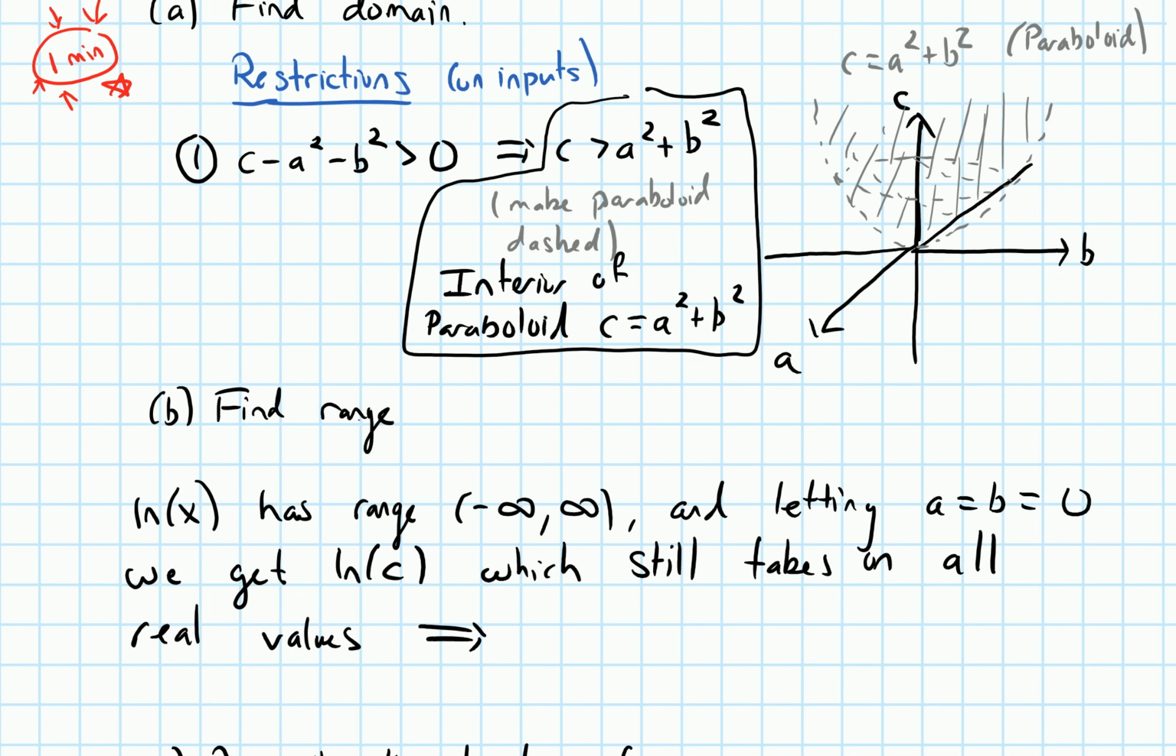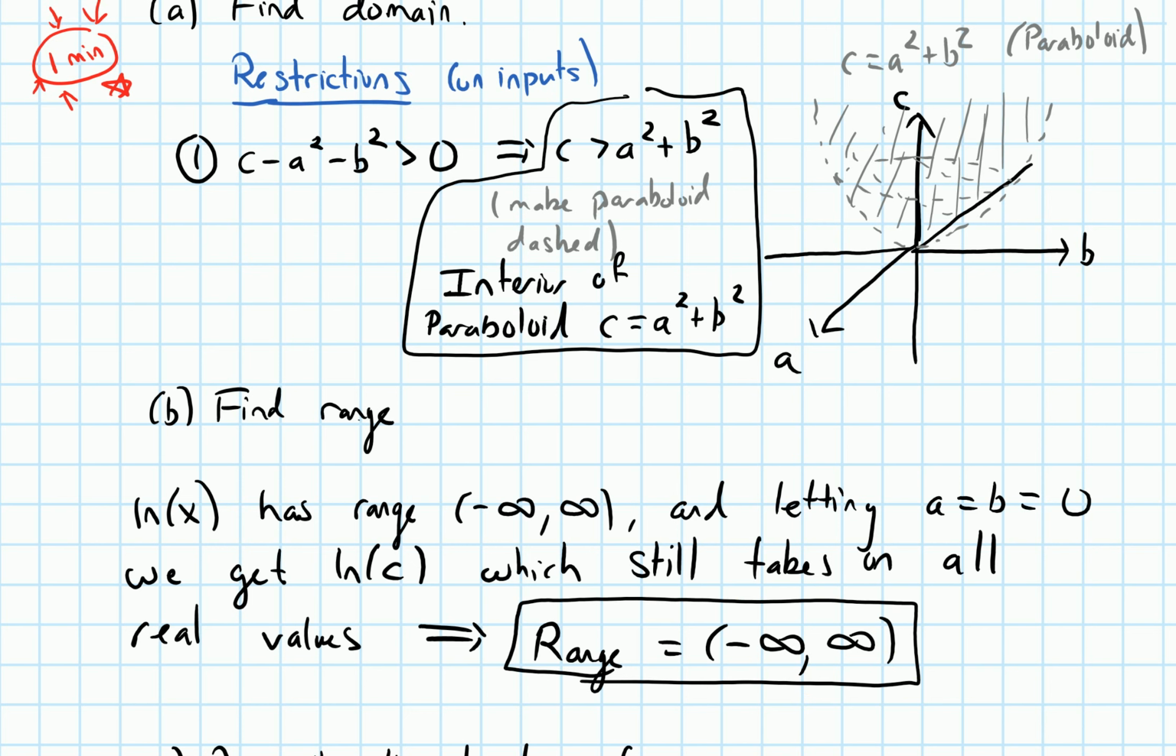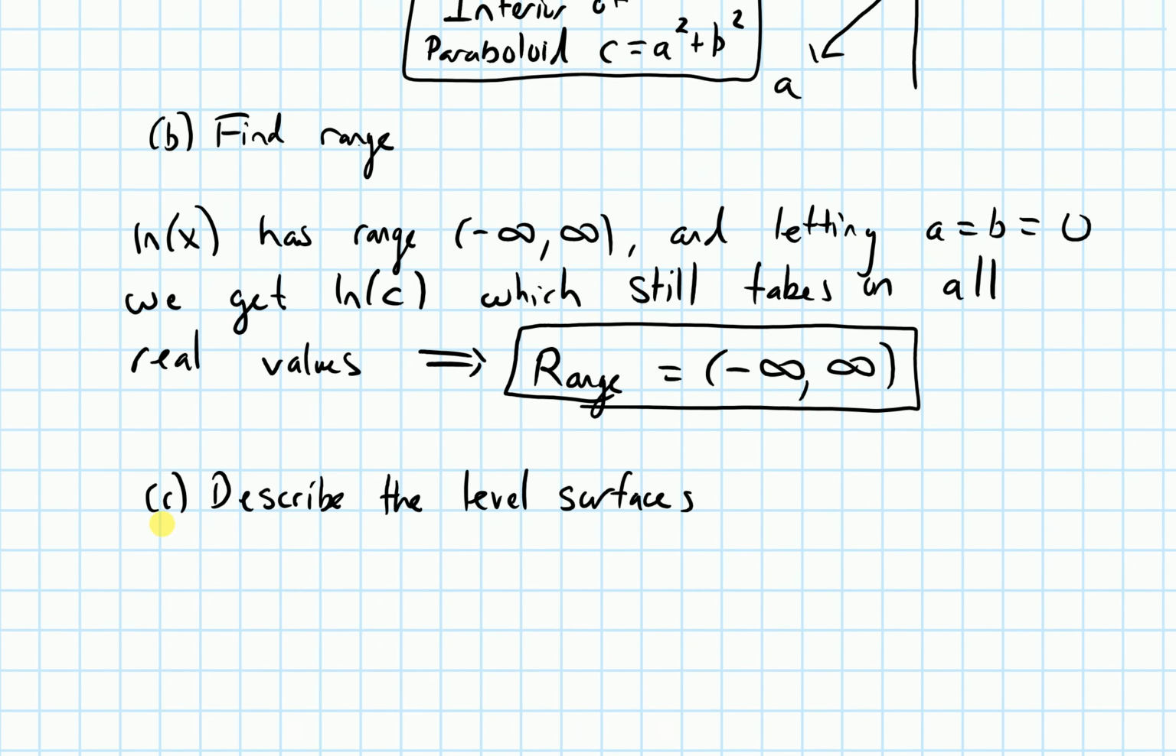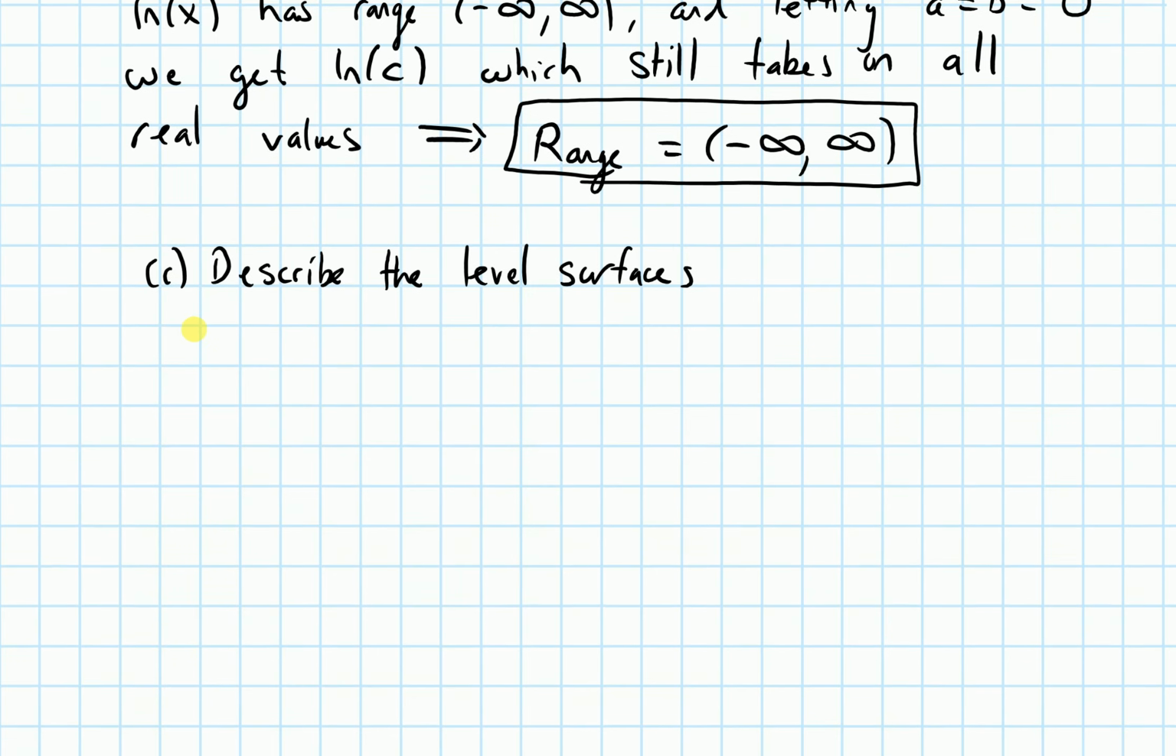Okay, so because of that, the range is still negative infinity to positive infinity. There wasn't anything about this function that limited what the range would typically be from an ln single variable function. All right, so finally, let's talk about some level surfaces. Let's describe the level surfaces.